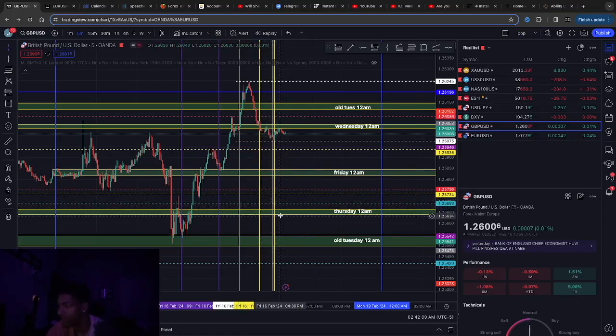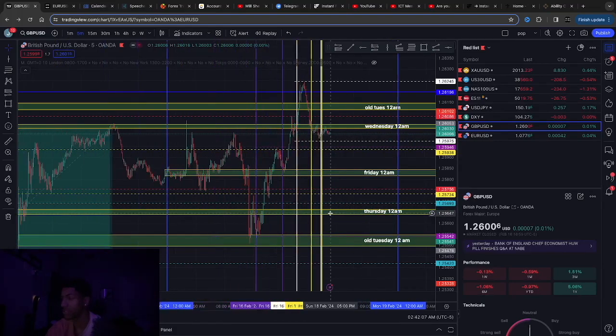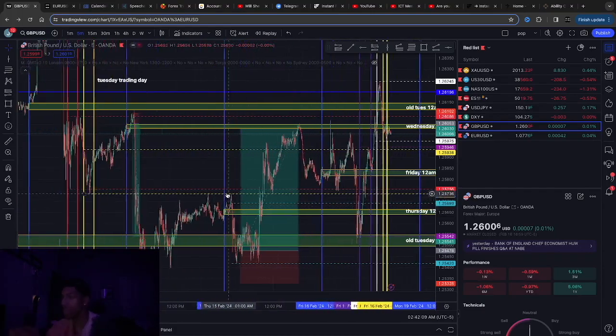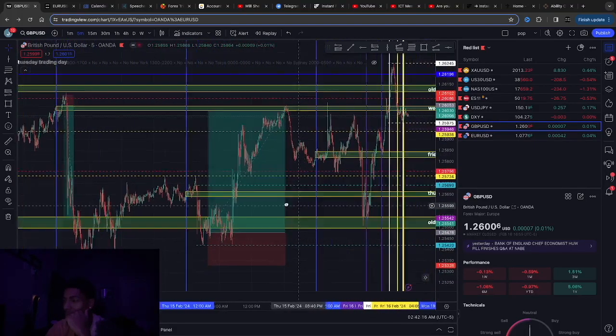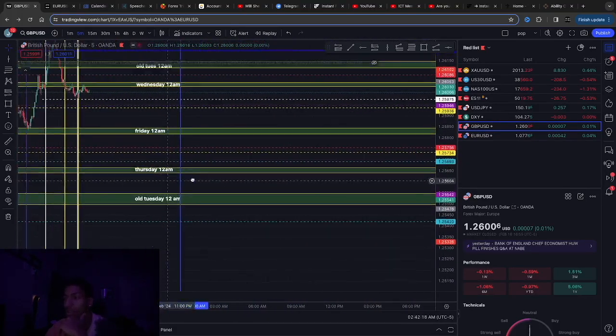Takes out this buy side liquidity, which happens to be 12 a.m. for our previous Thursday's range, right? We can look at previous trades. I'm trading ranges back to back. It happens every day. If you miss it, so what?